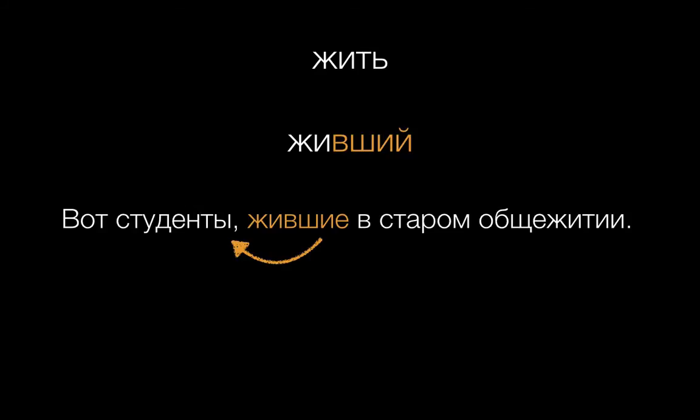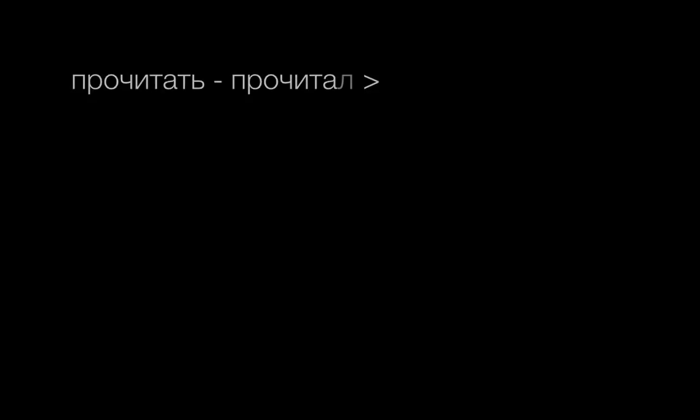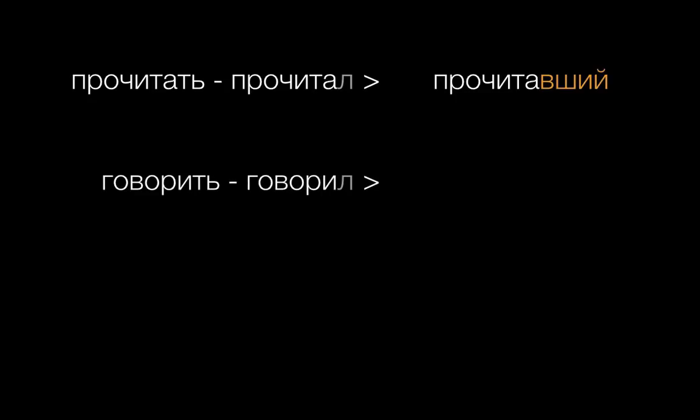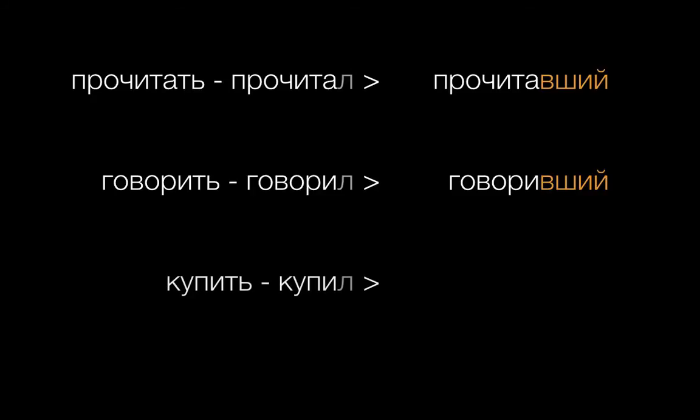Let's look at a few more examples. From прочитать, прочитал, прочитавший, someone who read. From говорить, говорил, говоривший, who spoke. Or from купить, купил, купивший, who bought. So we can see from these examples that it doesn't matter whether a verb is perfective or imperfective, could be first or second conjugation. This system works for just about every verb in the language.